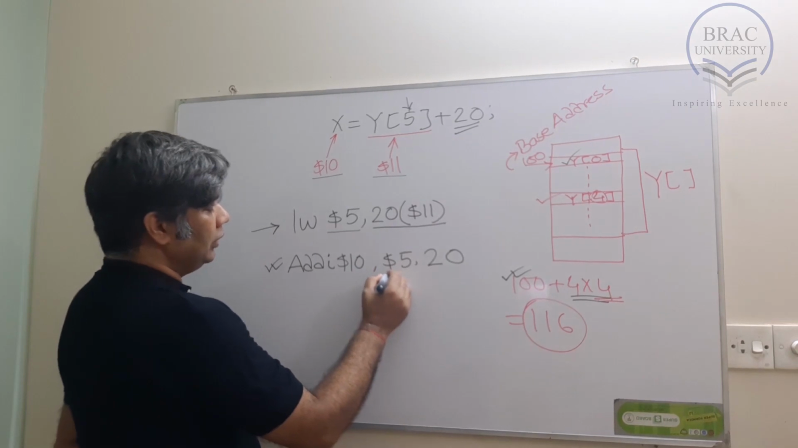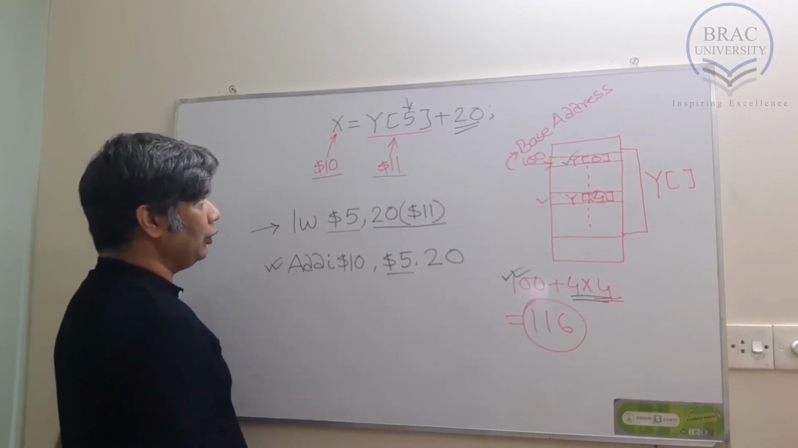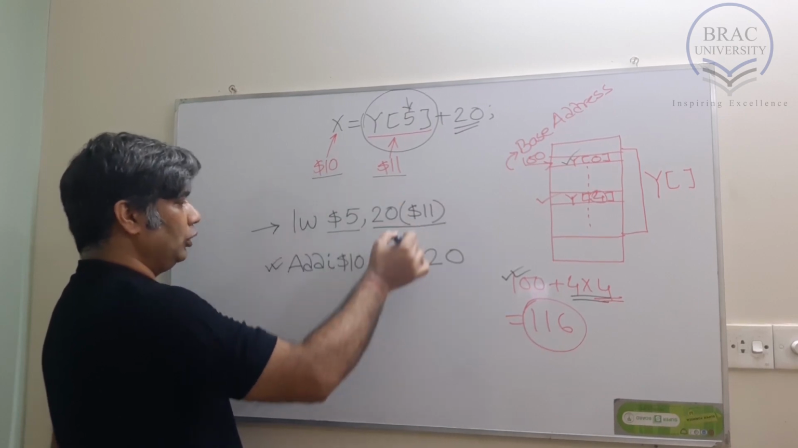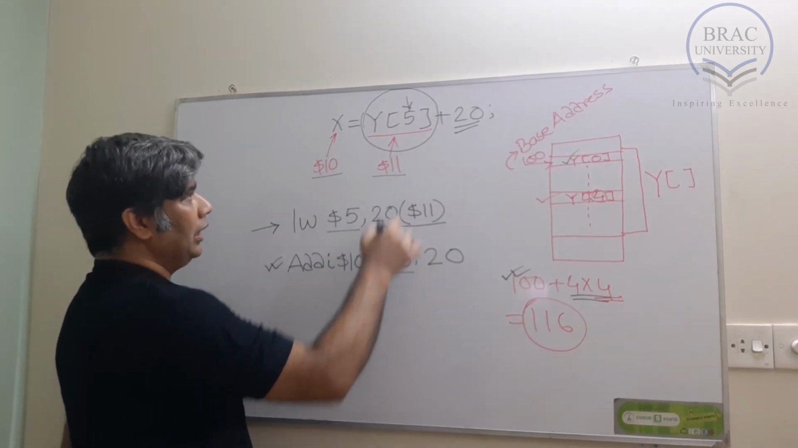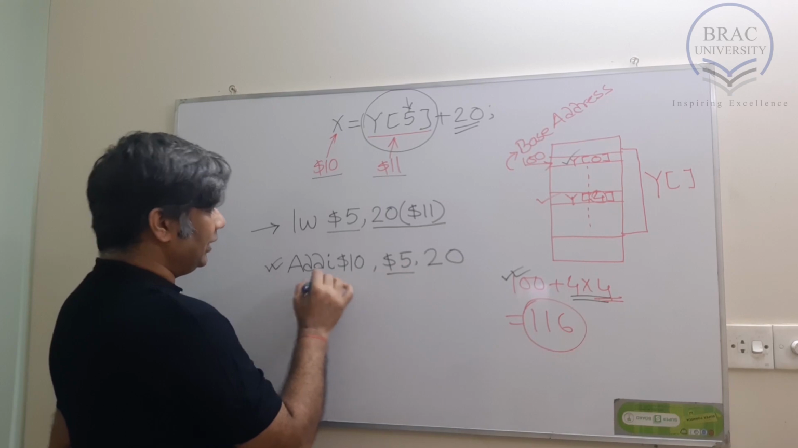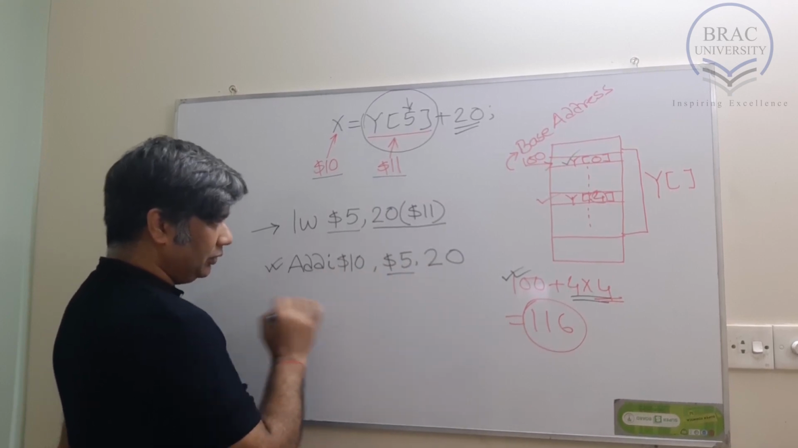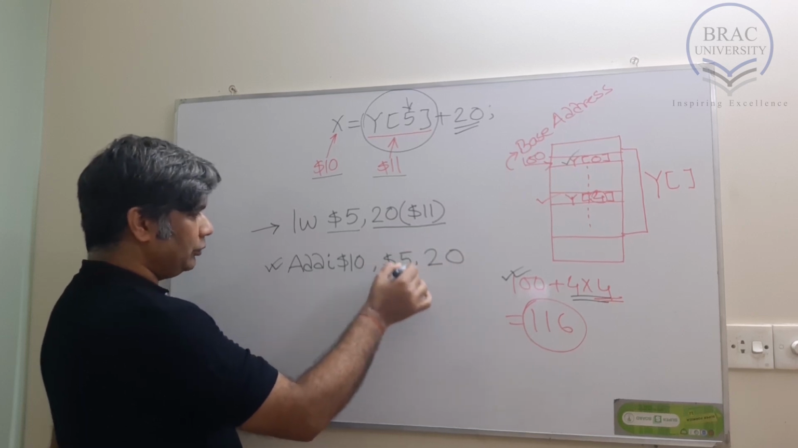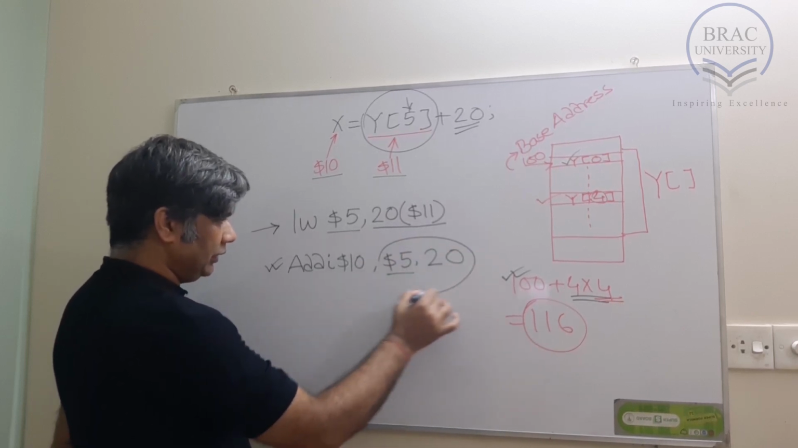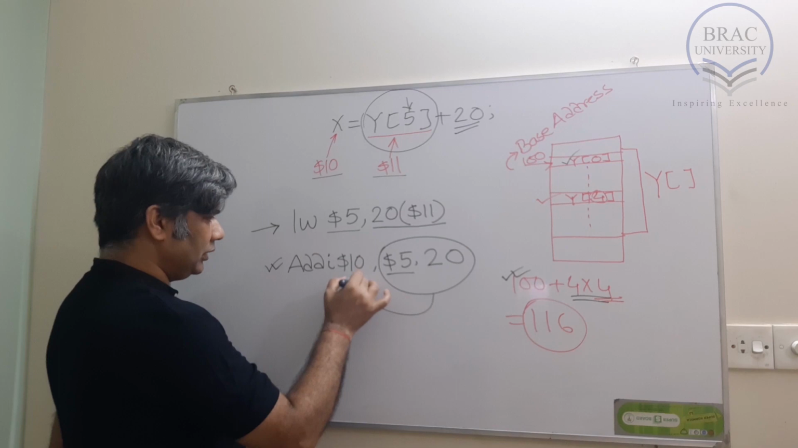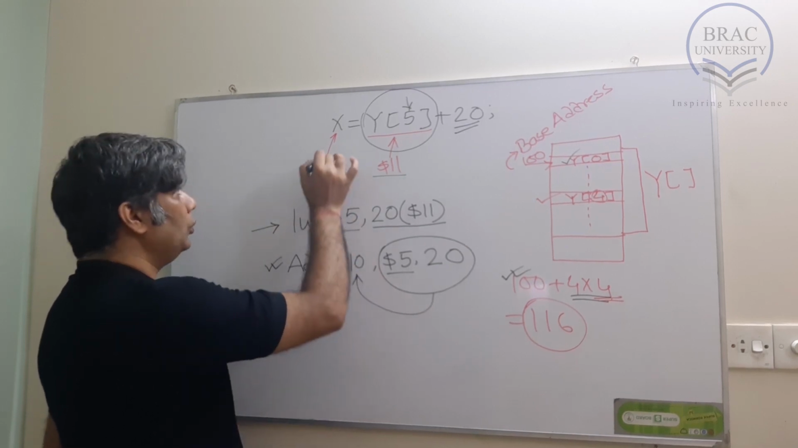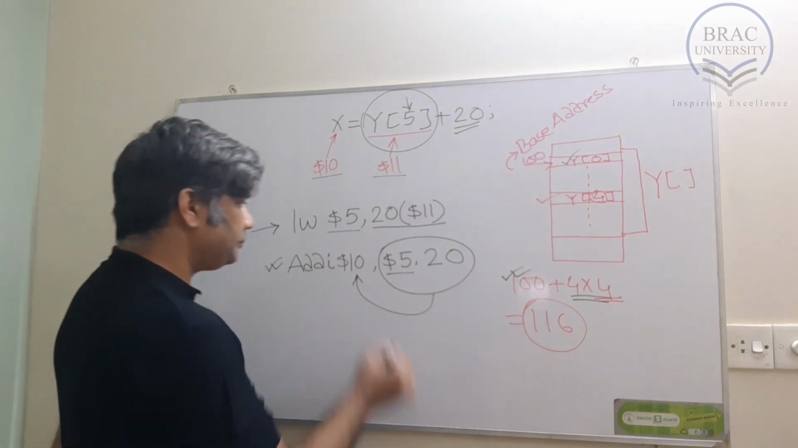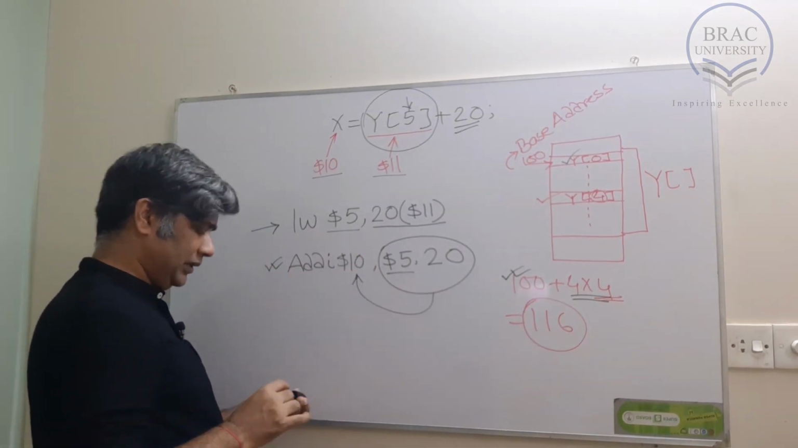See, register 5 contains the value of y5. So we have that value and this is 20. So we perform the addition. This is an I-type operation. So we just perform the addition, and after the addition we store the result in register 10, which is actually our x. Now this is how the operation takes place.